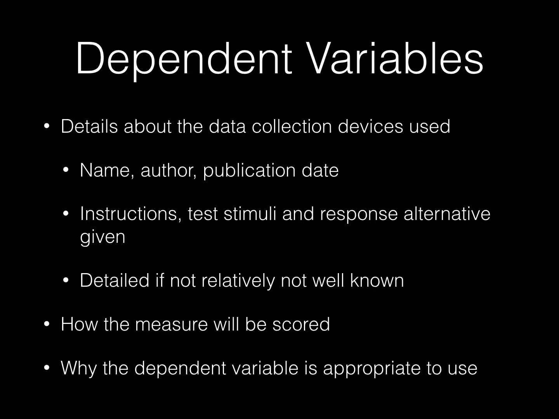So along with your independent variables come your dependent variables or your measures. In this subsection, you'll give details about the data collection devices that you'll use. You'll obviously provide the name of that instrument, the author, and the publication date. You're gonna paraphrase the instructions, the test stimuli, and the response alternatives given. If it's a relatively well-known instrument, you don't really have to give too much detail. If not, then you should detail what it is. And if you're not really sure, you should contact your chairperson.